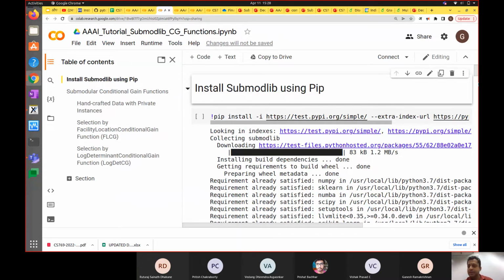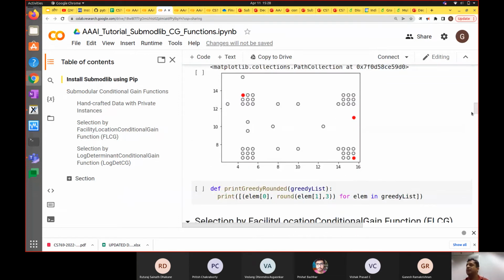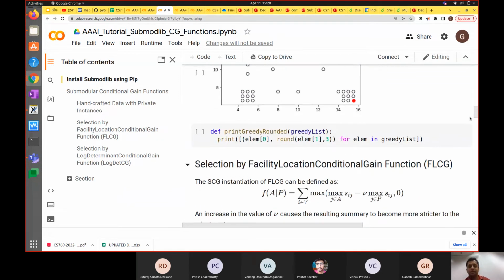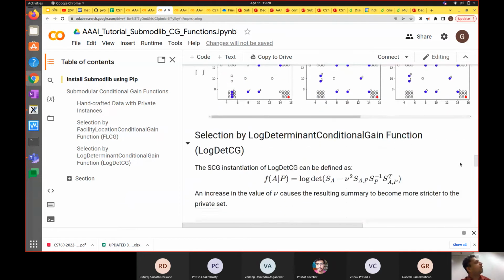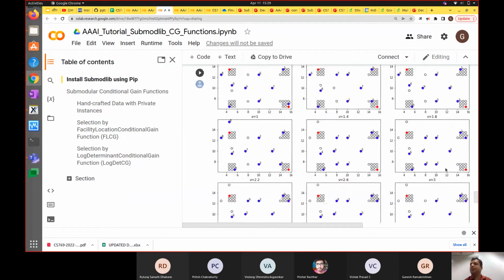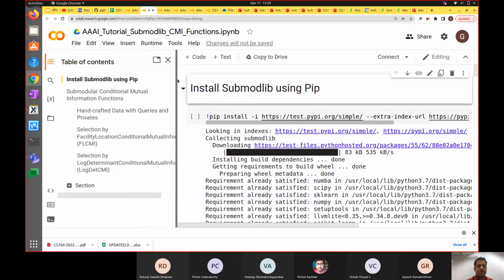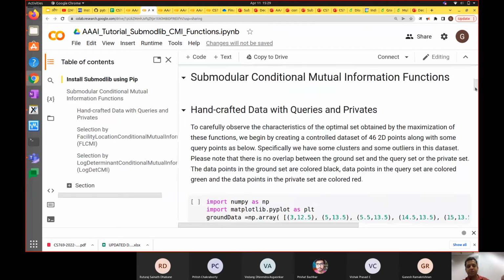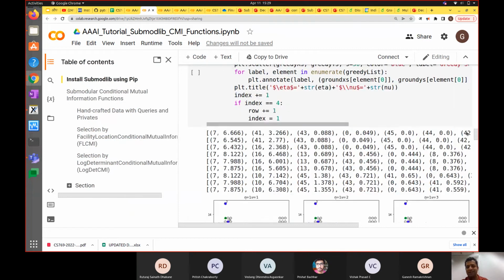So again, the example I was showing earlier of this red point, you can pick multiple privacy points as well. And you can see the kind of selection that happens, or log determinant conditional gain, and so on. So please try it out. You can also do a combination, which is conditional gain and mutual information. I didn't show that in that slide, but you can have a red and a green point both. And it's interesting to observe what happens, right?